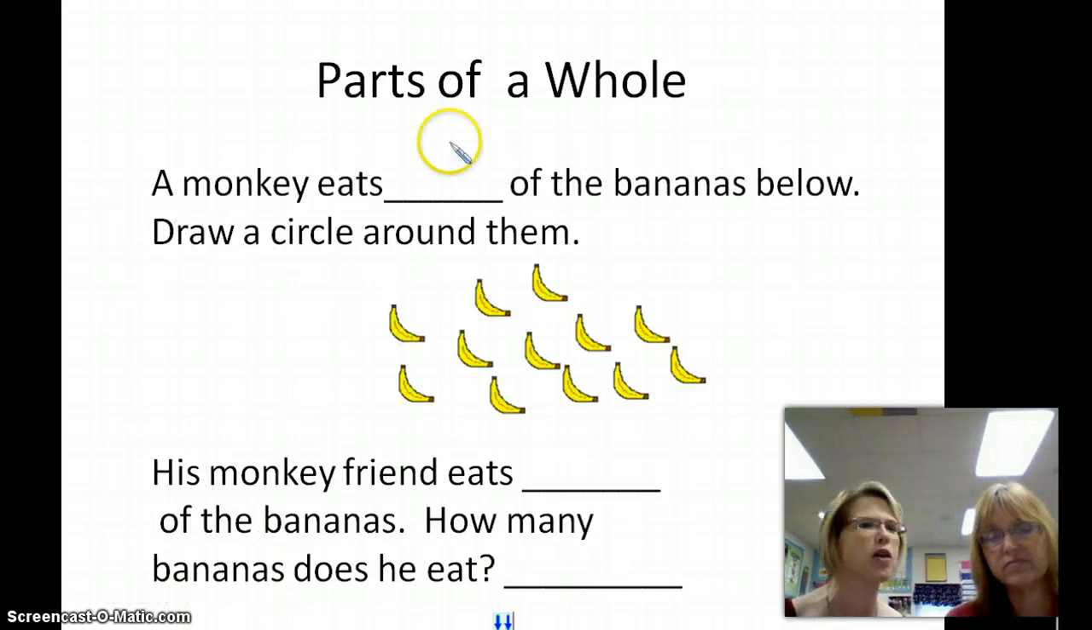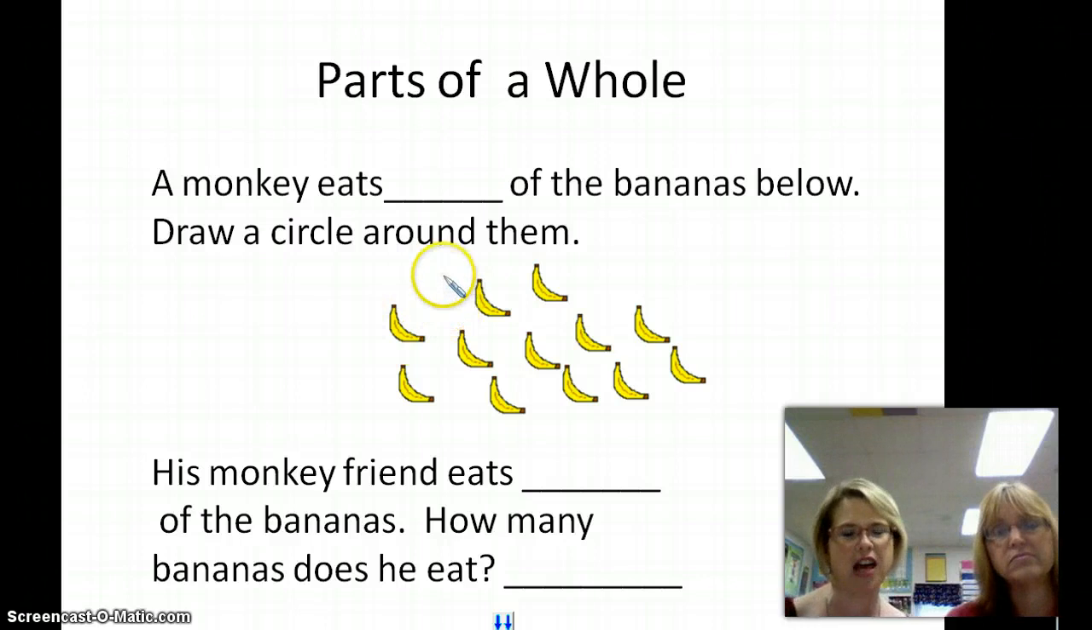All right, so now we're going to do parts of a whole. We're going to have some bananas here, and I'm going to give you a fraction, and you have to figure out how many that is. It's a little bit tougher, okay?